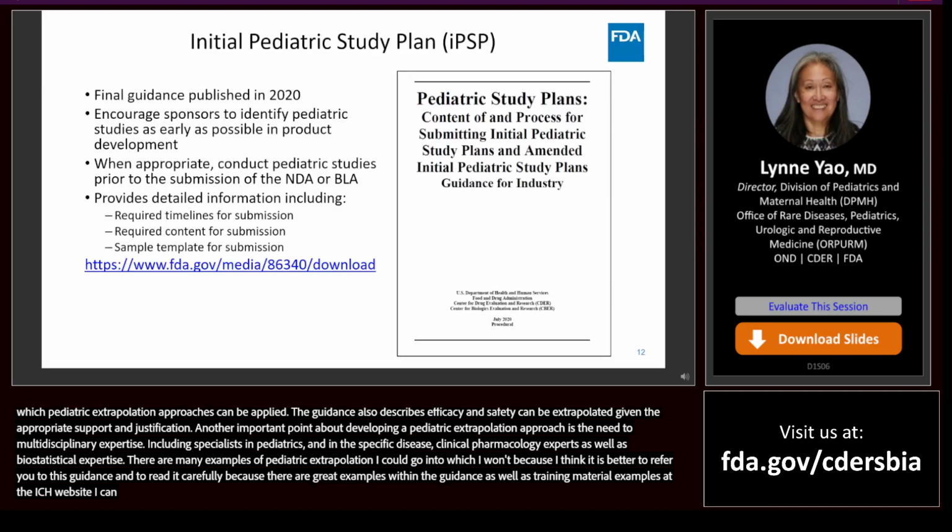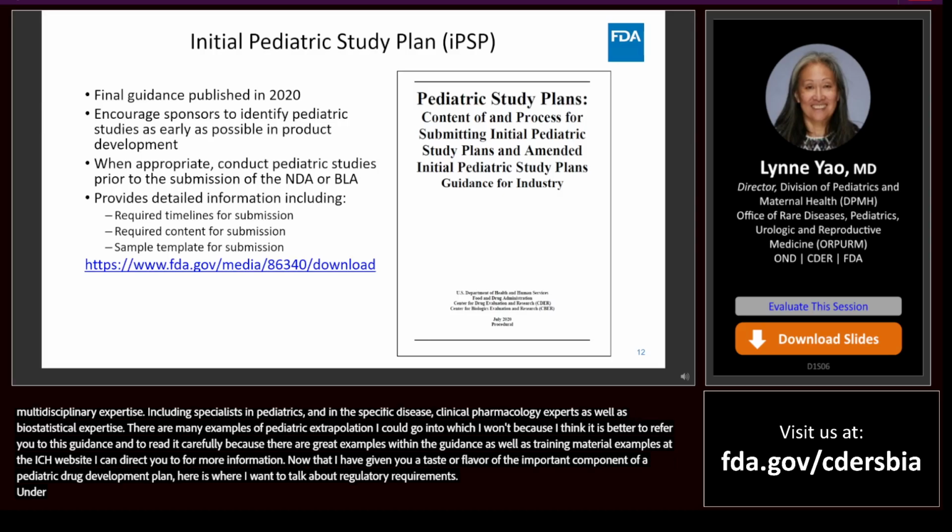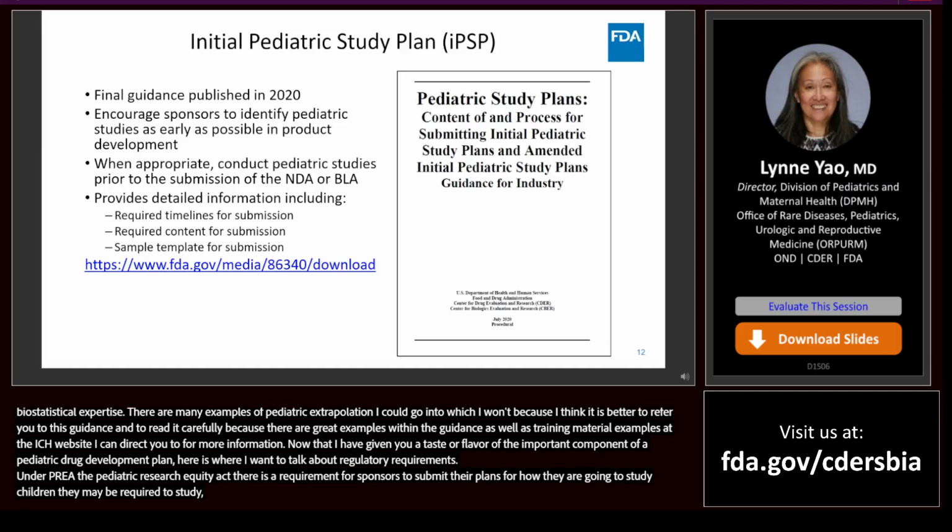So now that I've given you a taste or flavor of the important components of a pediatric drug development plan, here's where I want to talk to you about some regulatory requirements. Under PREA, as I mentioned, the Pediatric Research Equity Act, there's a requirement for sponsors to submit their plans for how they're going to study children that they may be required to study under PREA, in the submission to FDA of an initial pediatric study plan, or IPSP.